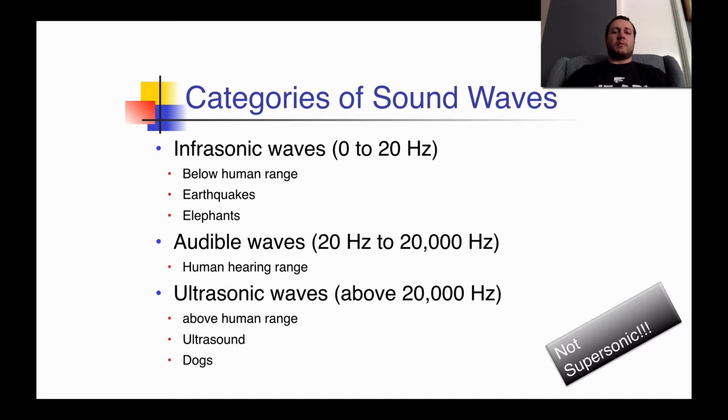The next category is the audible waves, and this makes sense because this is what we can hear. We can hear on average 20 hertz on the low end, 20,000 hertz on the high end. And again, that's the absolute extremes. If you can hear 20 hertz, you're in the minority. If you can hear up to 20,000 hertz, you're again in the minority. Most people, especially younger ears, are going to be anywhere from 60 to 100 hertz on the low end, up to 19,000 hertz on the high end.